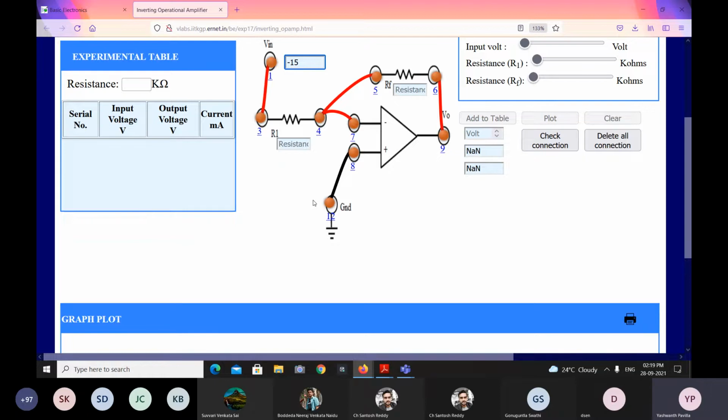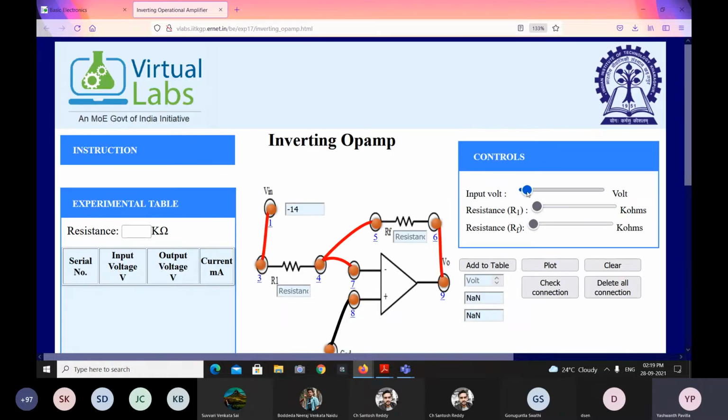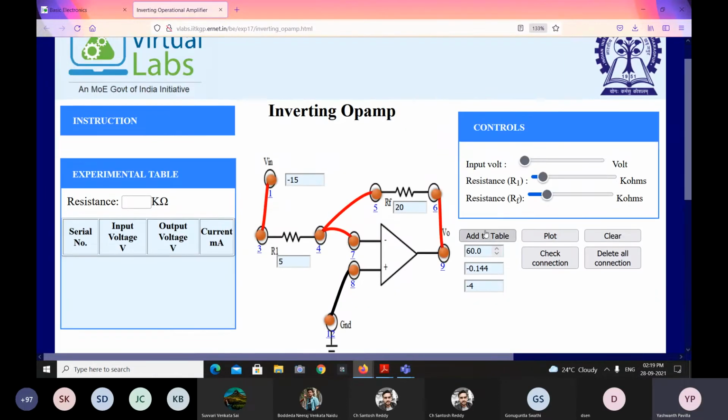First check the connections, whether it is the right connection. Now set it to minus 15 volts and vary R1, the resistance of the first resistor, from 1 to 50 kilo ohms, and vary RF from 2 to 100 kilo ohms. I will set it to 20. So now the gain will be, for minus 15 volts, for a gain of minus 20 by 5, which is minus 4, you have to obtain 60 volts. Yes. Okay. Add it to the table.